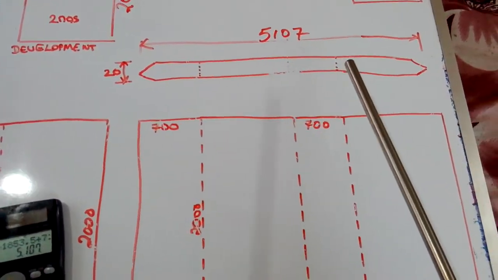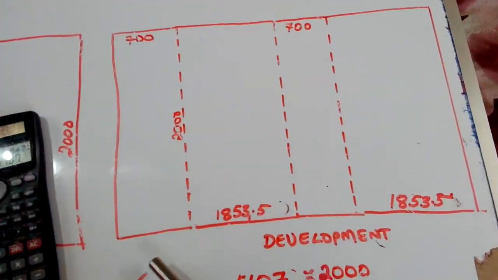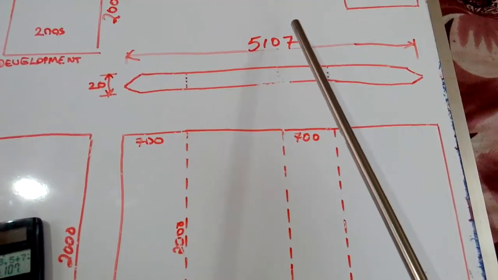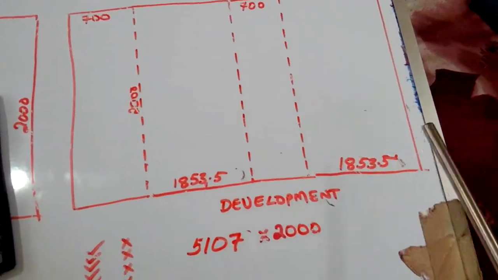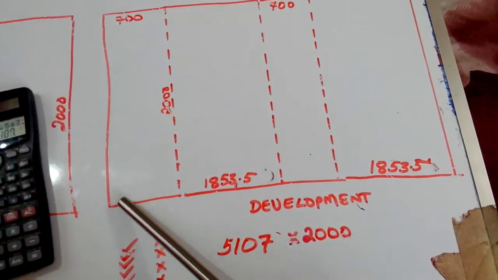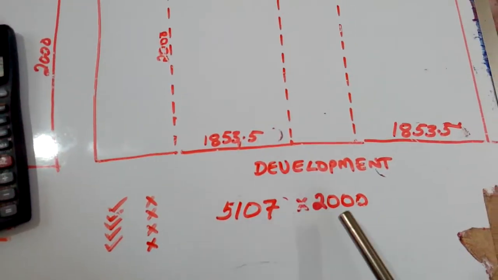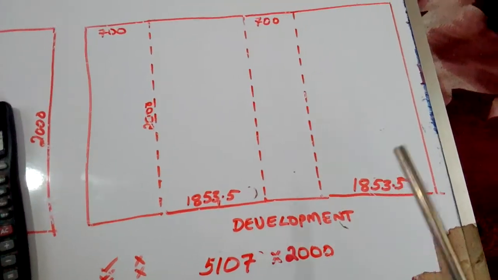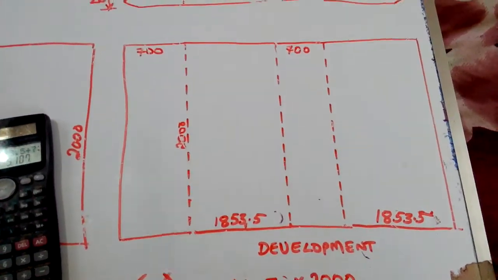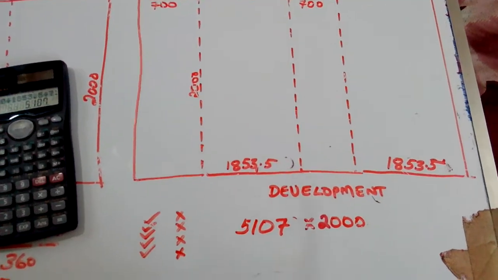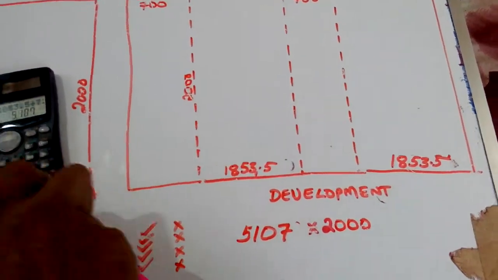Now you just think, for making this development, it has to have a length of 5,107. From here to here is 5,107, and its width from here to here will be 2,000. 5,107 into 2,000 is what we have to take. It is one development, but it has a lot of goodnesses also. It has a lot of problems also.